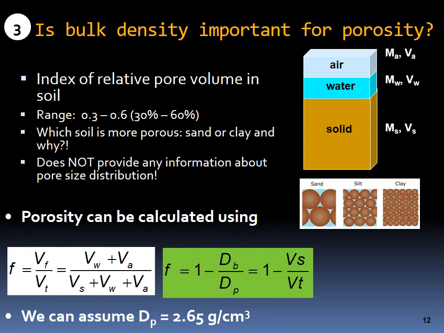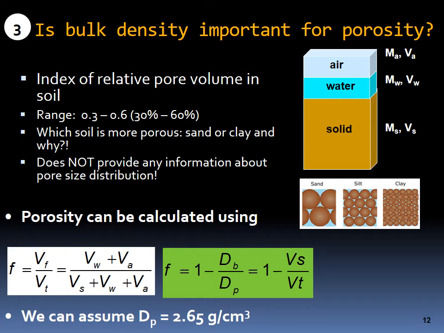Or you can use 1 minus Vs over Vt, and that would give you the porosity. So you can calculate the porosity by these three equations. But most of the time we would use this equation, which is the porosity is equal to 1 minus bulk density divided by particle density. But you have more options depending on the givens that you have in the question.